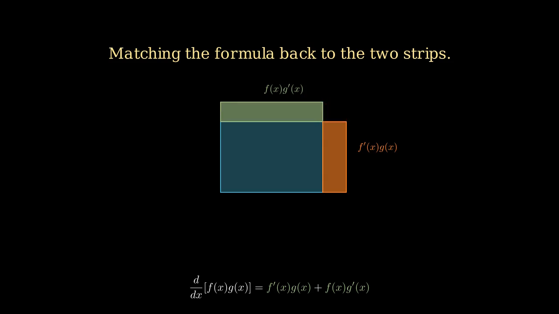The second term, f of x times g prime of x, is the thin strip along the top, the full width f of x, stretched by the small growth in g. The tiny corner, which involved h times another small change, vanished in the limit, which is exactly why it never appears in the final formula.